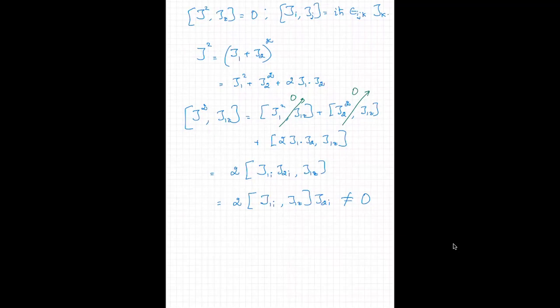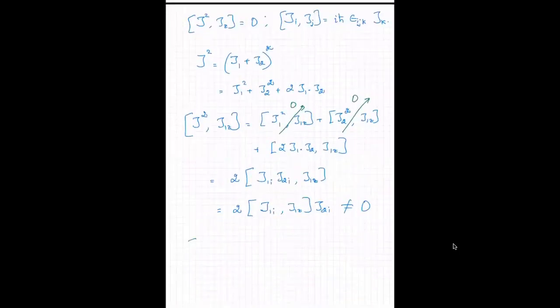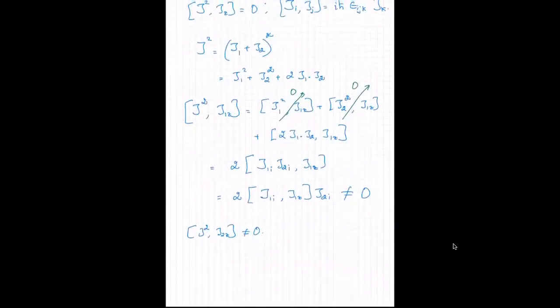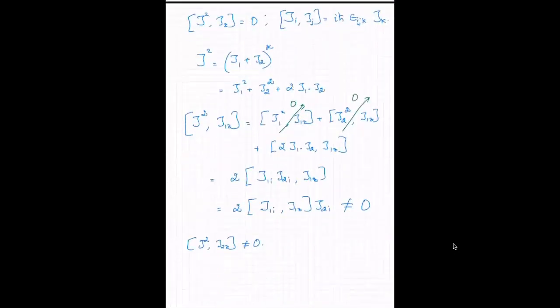So J square does not commute with J1z, which means that these four eigenkets that we have cannot also be eigenkets of the J square operator, because J square does not commute with J1z or J2z. Similarly, you can also show that the commutator of J square with J2z is also not equal to 0. So what I'm basically saying is that I cannot measure J square and J1z simultaneously, and I cannot measure J square and J2z simultaneously. But I can measure J square and J1 square simultaneously.